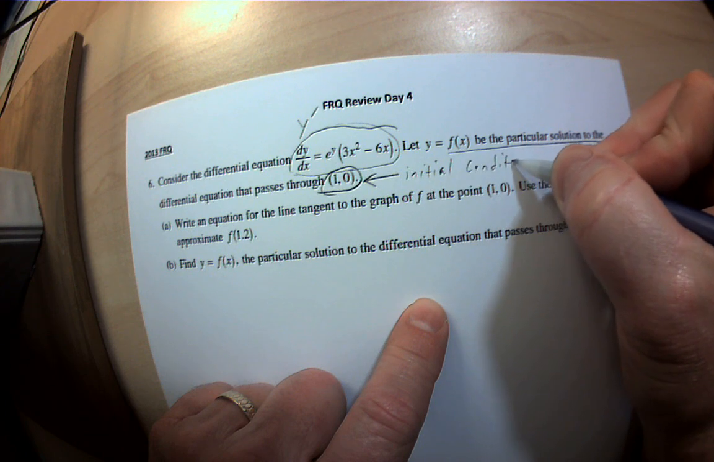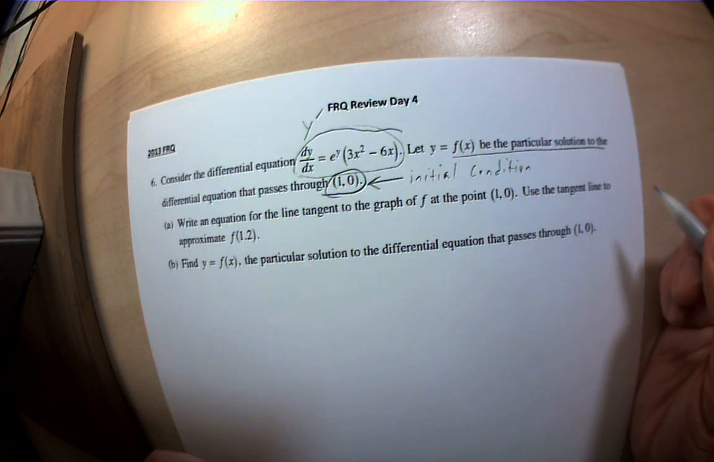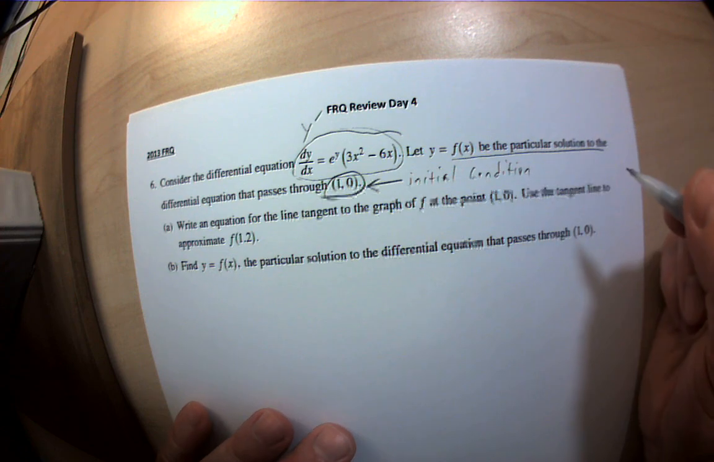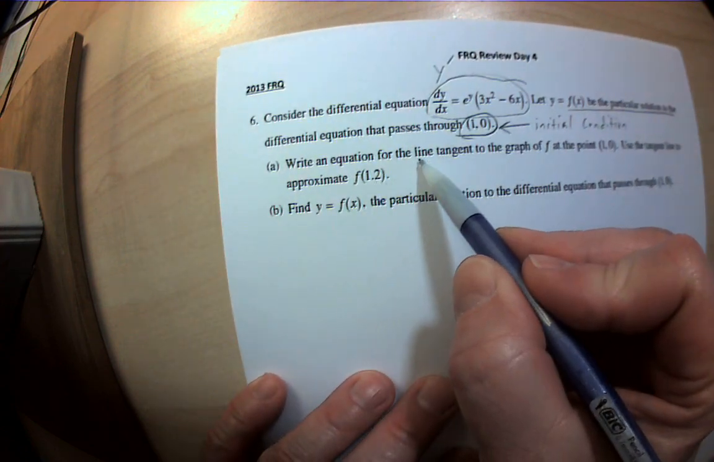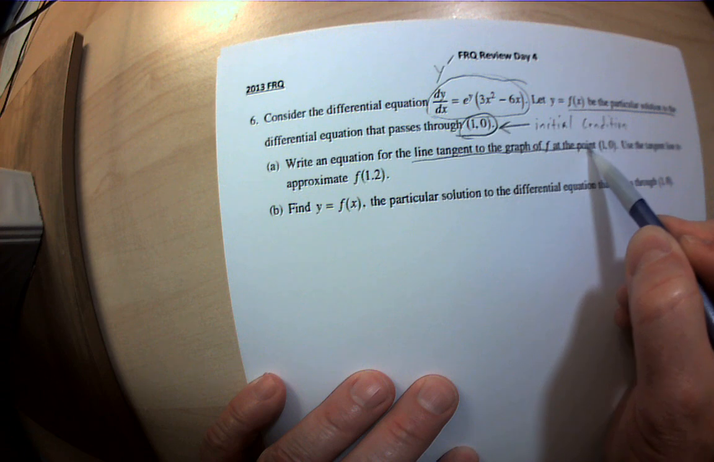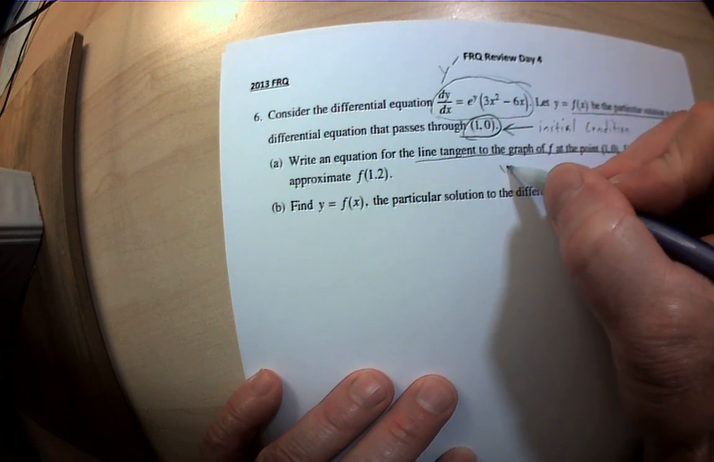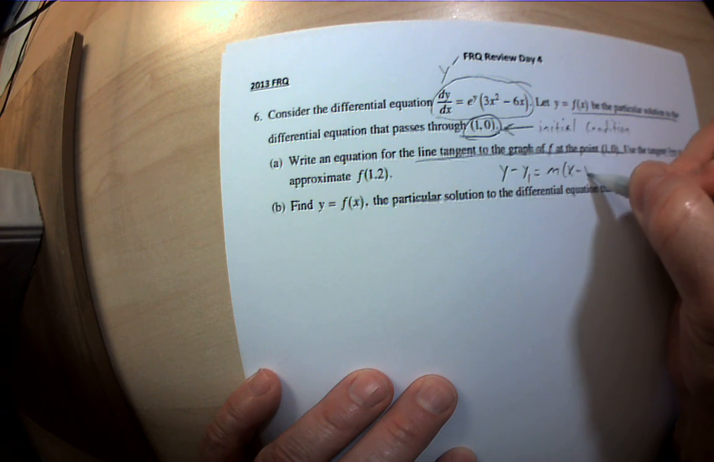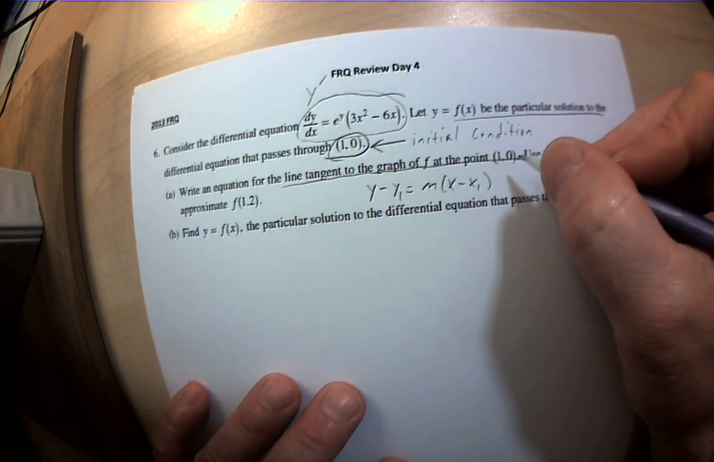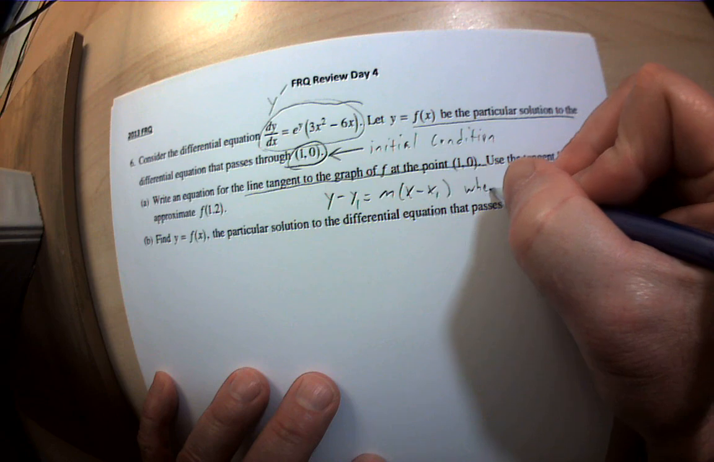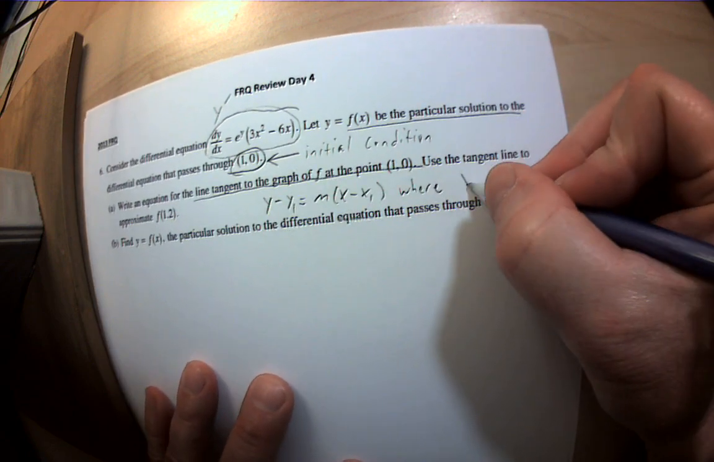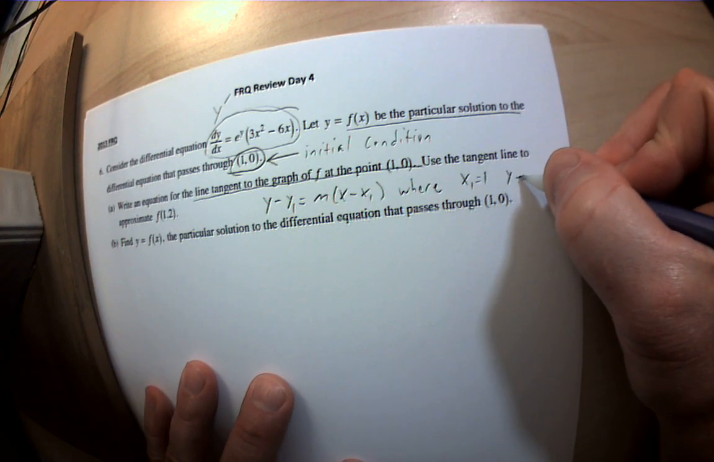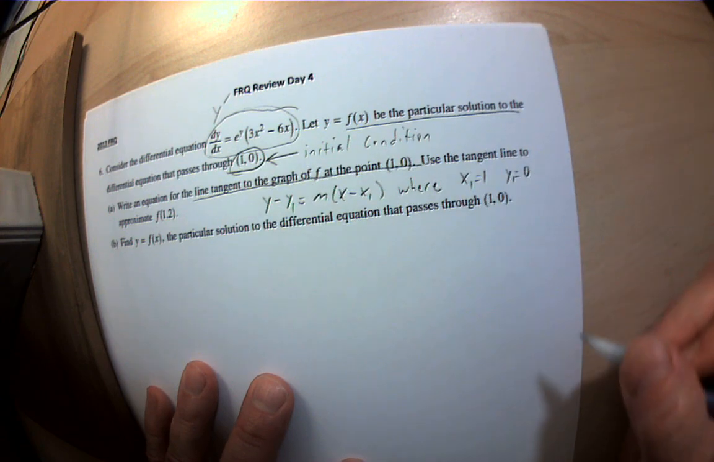Okay. Not a lot of words. Pretty easy. 6th problem of the test. I'm tired. Okay, so what do they want? Write an equation for the line tangent to the graph at that point. So they're looking for y minus y1 equals m times x minus x1, where x1 equals 1 and y1 equals 0. All right, that's pretty easy.